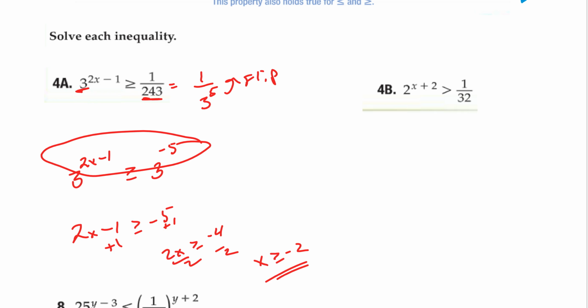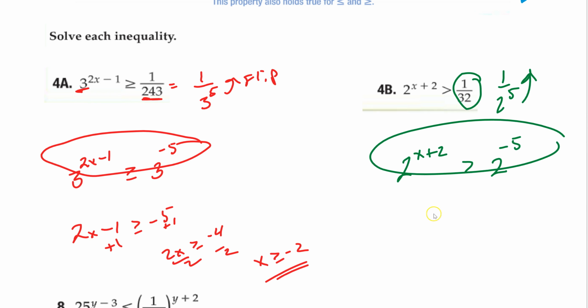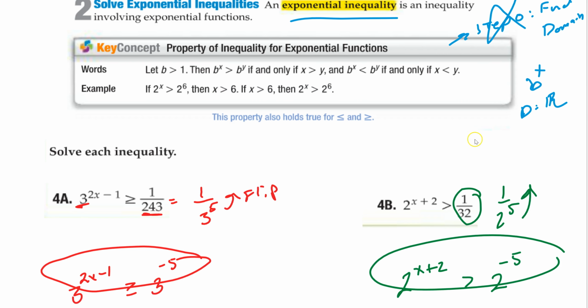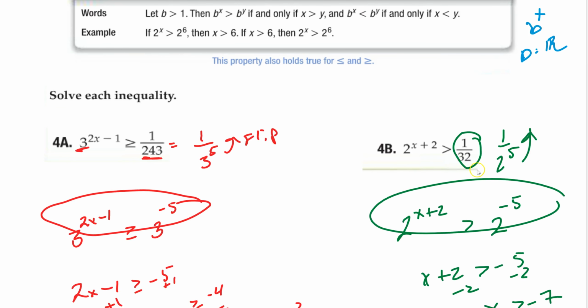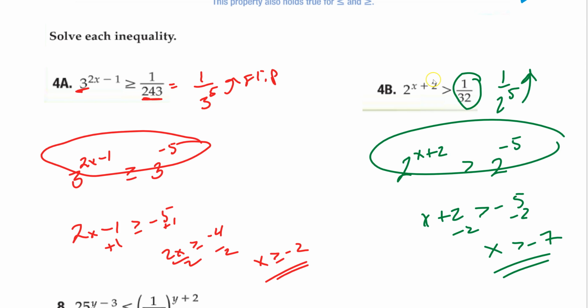So let's do the same thing with the next one. Again, I've got to make the powers match. I can rewrite this as 1 over 2 to the 5th, and then I've got to flip it up. So it's 2x plus 2 is greater than 2 to the negative 5th. Bases match, solve the powers. Subtract 2. x is greater than negative 7. Again, I don't worry about the remainder in this case because the domain is all real numbers. Exponential functions always have all real numbers. You can plug anything you want into this equation. It's going to work.